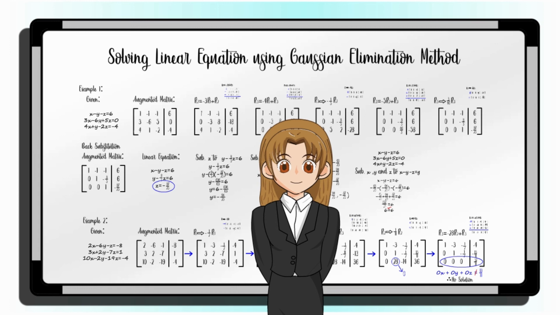And that is how to solve linear equations using the Gaussian elimination method. I hope you understand how to use the Gaussian elimination method in solving linear equations. Always remember to convert the given equation to an augmented matrix for an easier way of transforming it to REF, and during the process of transforming, don't forget to check your augmented matrix because there is a possibility that the given equation has no solution, just like what happened in our second example.